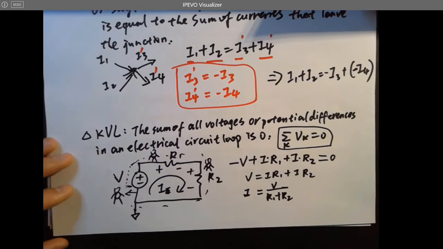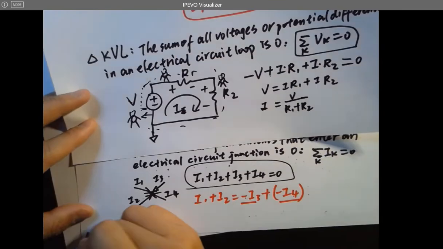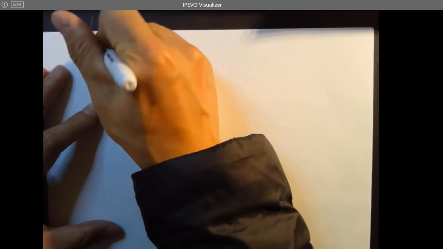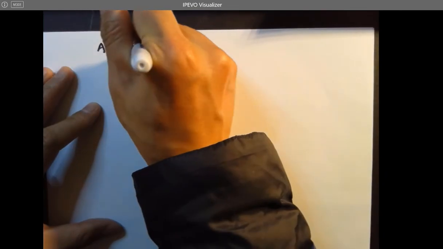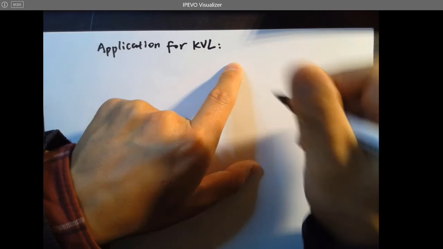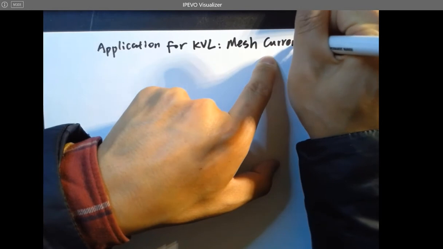And after this, let's look at some very simple examples about the applications of KVL and KCL. In the following lectures, we are going to cover tons of examples so you can master these circuit analysis methods. So a very typical application for KVL is called the mesh current method.